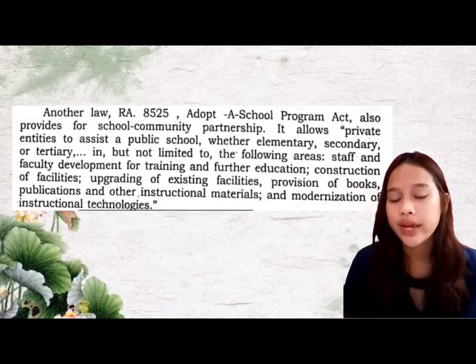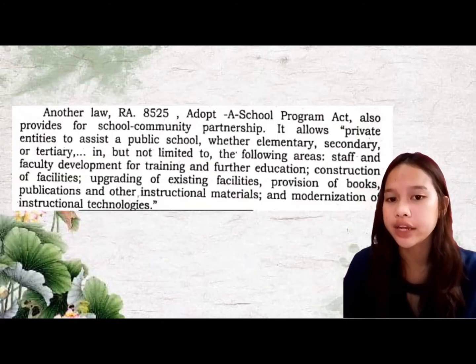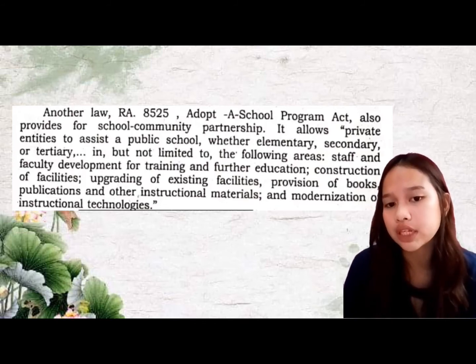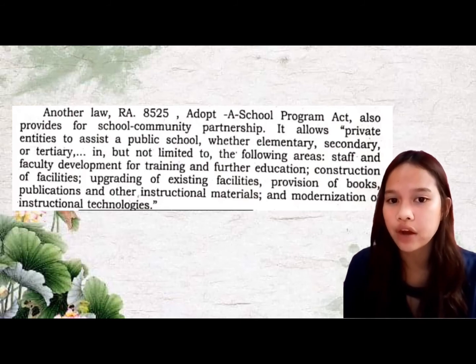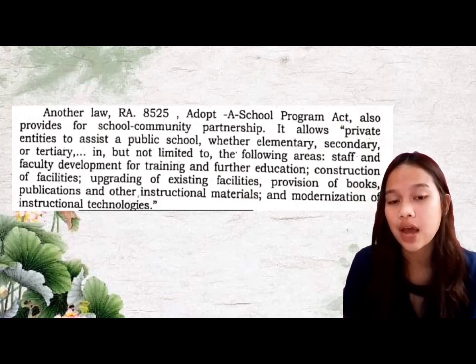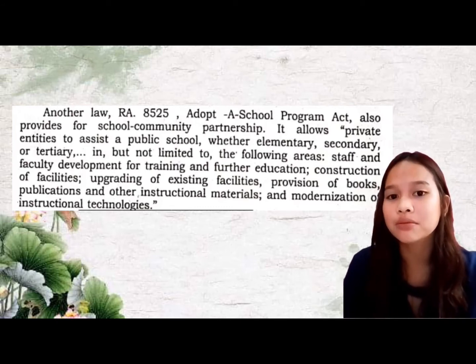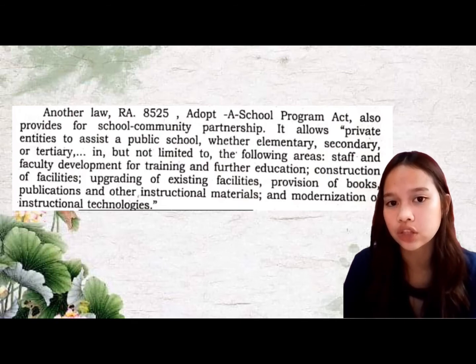want to attain. We have another law, which is RA 8525, the Adopt-a-School Program Act, which also provides for school community partnership. It allows private entities to assist a public school, whether elementary, secondary, or tertiary, in but not limited to the following areas: staff and faculty development of training and further education, construction of facilities, upgrading of existing facilities, provision of books, publications and other instructional materials, and modernization of instructional technology.